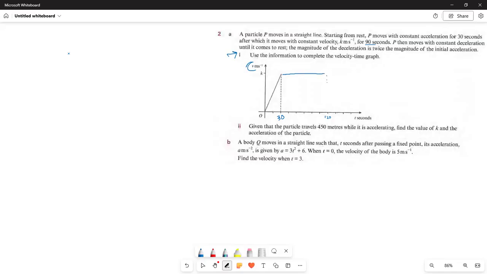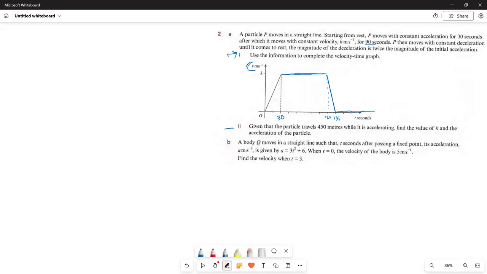Then it says P moves with constant deceleration until it comes to rest. The magnitude of deceleration is twice the magnitude of the initial acceleration. It accelerated to this speed in 30 seconds, so if it decelerates at twice the rate, it will come to a stop in only 15 seconds. So at 135, it will come down from k to 0. This is the graph, and then it becomes a straight line. So this is part one.